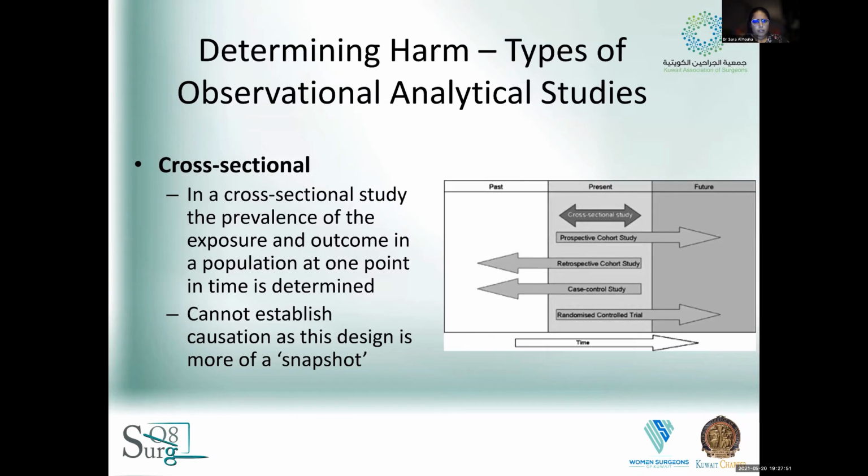So there is one more observational analytical study, which is a cross-sectional study. I usually see this one in surveys. So surveys are usually cross-sectional. And why is that? Because cross-sectional studies are the only ones that look at the present, so they're a snapshot in time. So you're looking at the prevalence of an exposure and outcome in a population at a specific point in time. This type of study cannot really establish causation because you're missing the time interval between an exposure and an outcome, but it just gives you the idea of prevalence of certain elements that you're interested in.